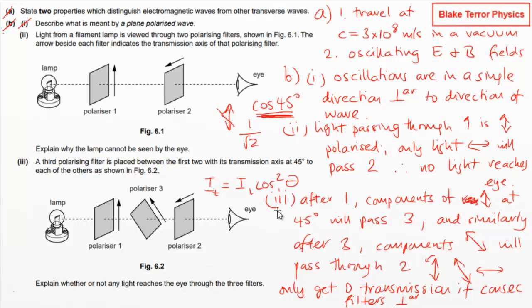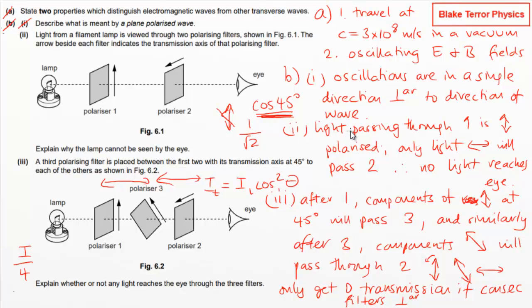So that's where Malus's law is coming from, but we're doing that a couple of times going through this. We're going to halve the intensity when we go through the first one, and then halve it again as we go through the next one. So we're going to end up with a quarter of the intensity coming through. That's another way that you could approach this whole question.